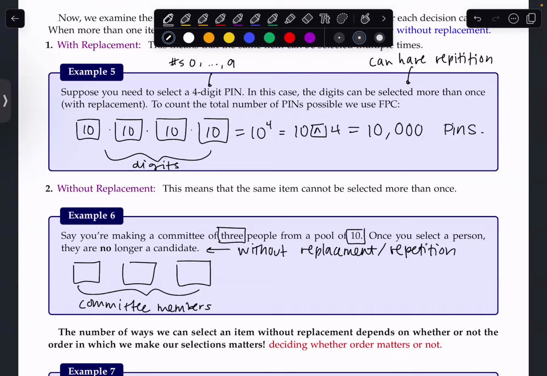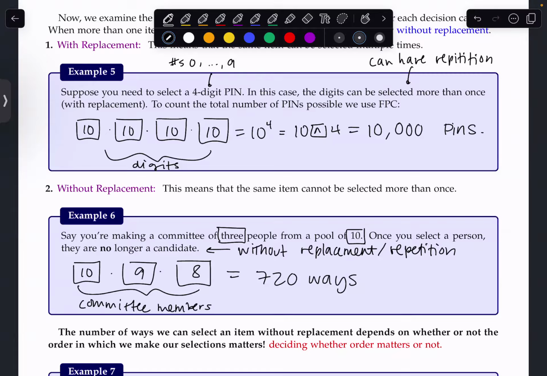I have 10 total people I can choose from. So in my first box, I have 10 options. In my second, I can no longer use that first person. So I have 9, and then I have 8, right? And I can multiply these together to give me a total of 720 ways here. Okay, and we're going to see that somehow our factorials are going to come into play. So this is not giving me back 10 factorial, but I can actually write this as one factorial divided by another.